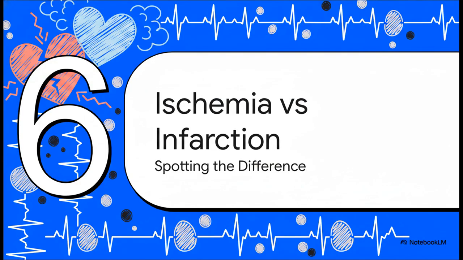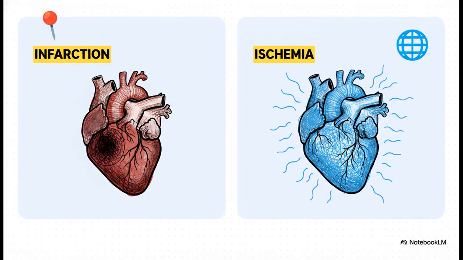And finally, Section 6, Ischemia versus Infarction. As we wrap up our analysis, we've got to draw a hard line between an actual infarction, which is localized cell death, and ischemia, which is more like generalized oxygen starvation. The core difference really just lies in the patterns.